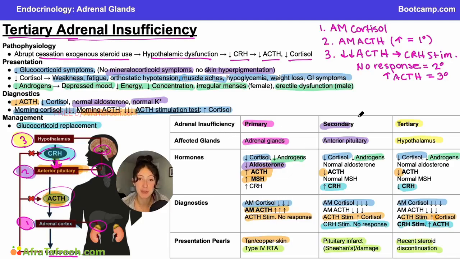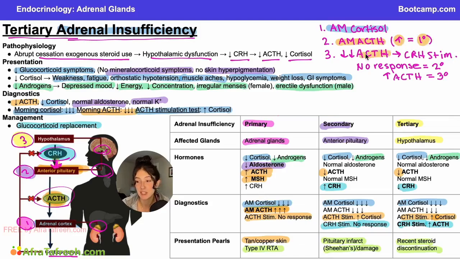So to quickly recap, 3 simple steps that I like to go through when approaching an adrenal insufficiency question are: number 1, look at the morning cortisol. If the morning cortisol is decreased, that means we are indeed dealing with an adrenal insufficiency and we should work through the rest of this problem as such. The second step is to look at your morning ACTH. This morning ACTH is going to be helpful because if it's increased, we can be done with the problem already because we know that it's a primary adrenal insufficiency.